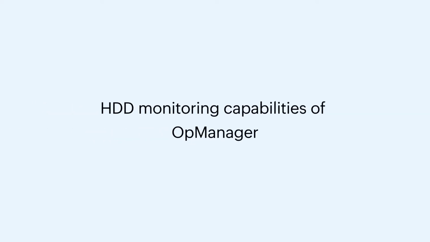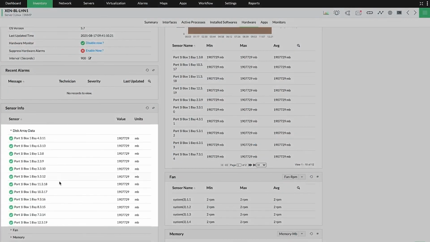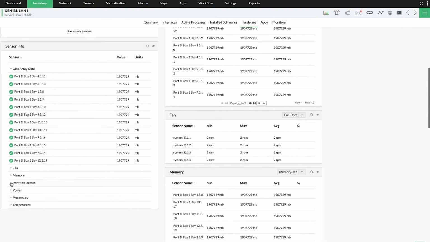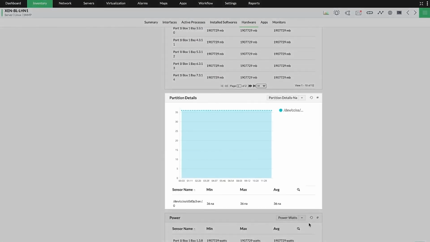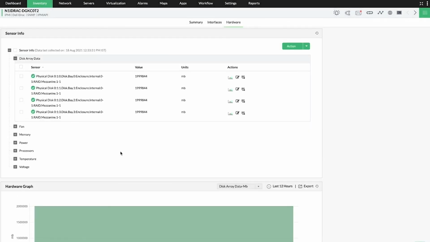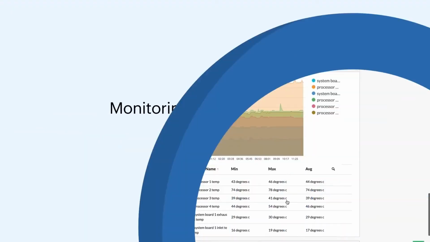Hard disk drive monitoring capabilities of OpManager. OpManager provides numerous hard drive monitors and reports for various metrics such as drive partition and details, information of physical disk drives.